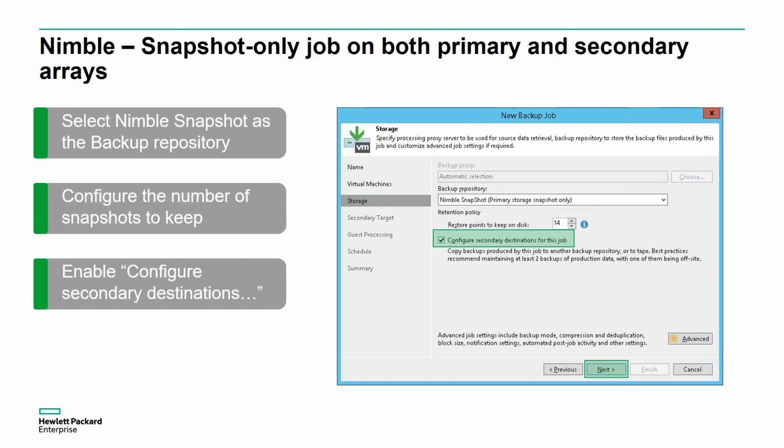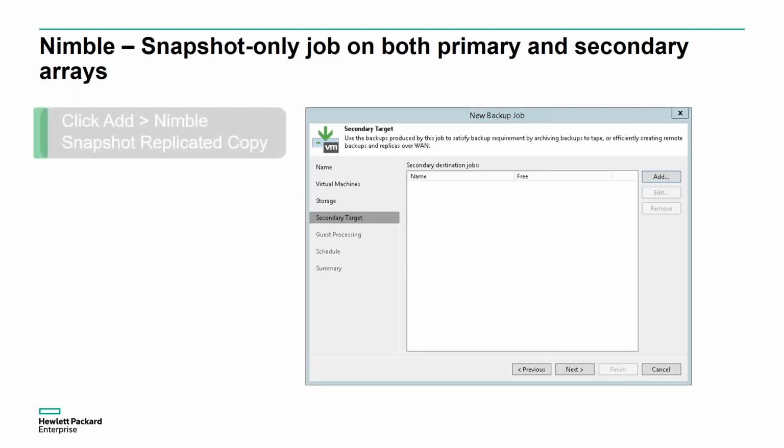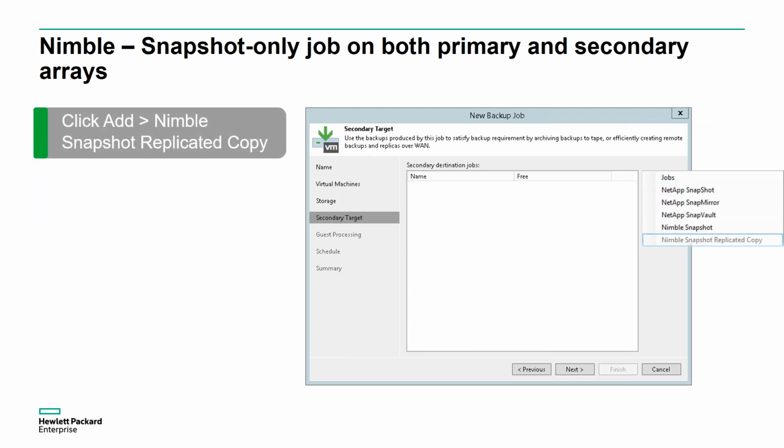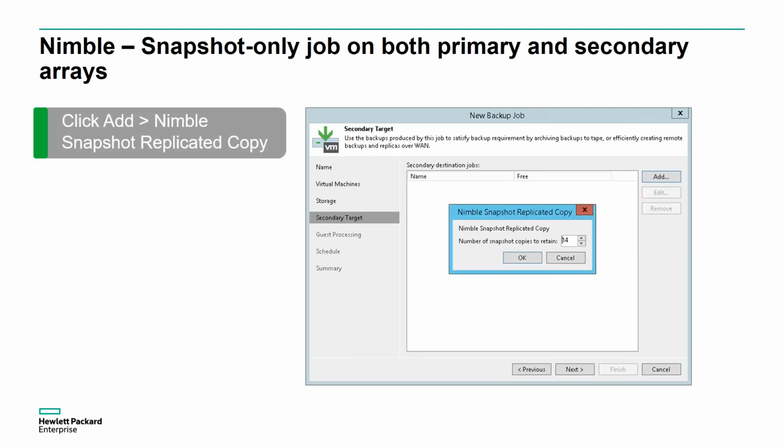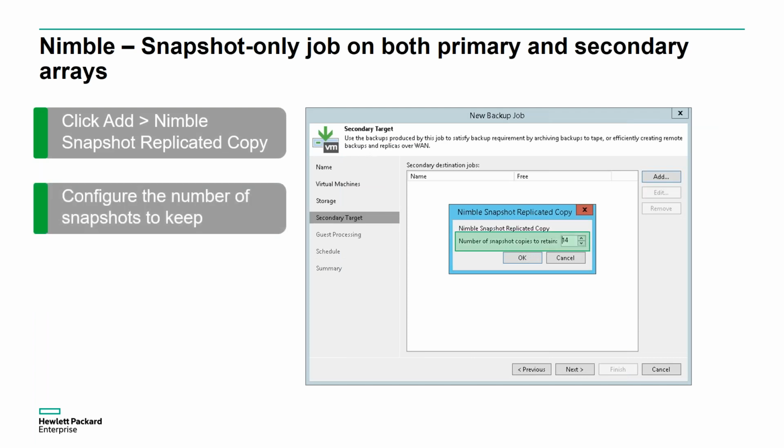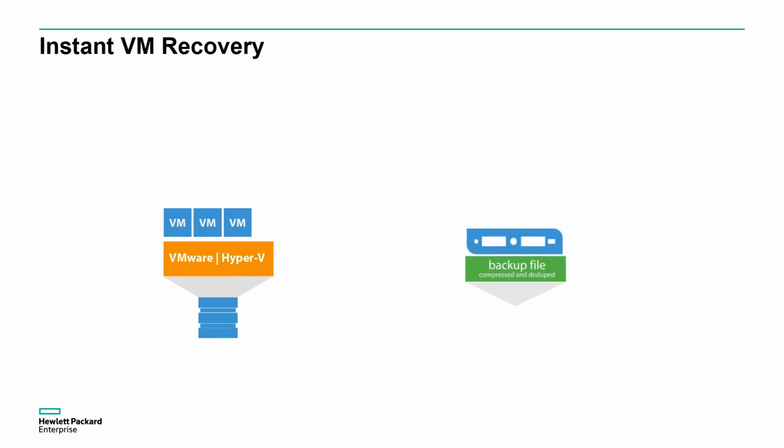Once we've selected configure secondary destinations, we get the pop-out window, and then we can select Nimble snapshot replicated copy, set a retention on that, configure the number of snapshots to keep, and there we have it. We have a way of orchestrating all the technology and all the integrations in one user interface.